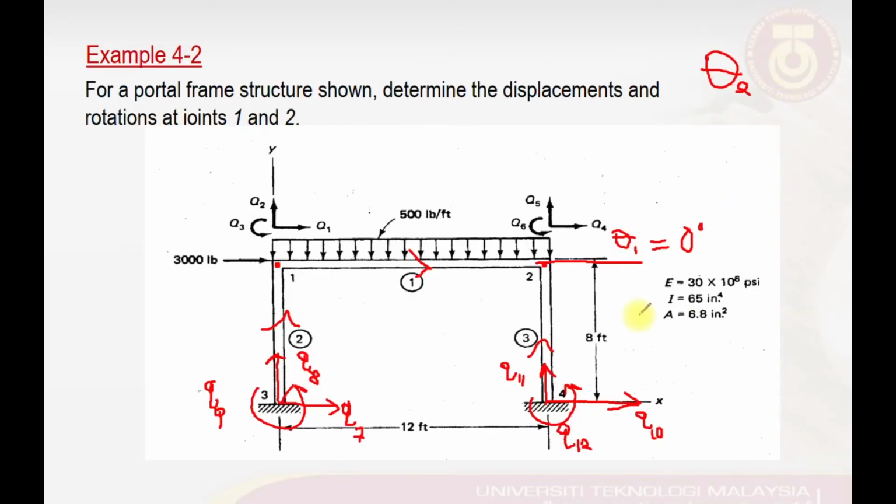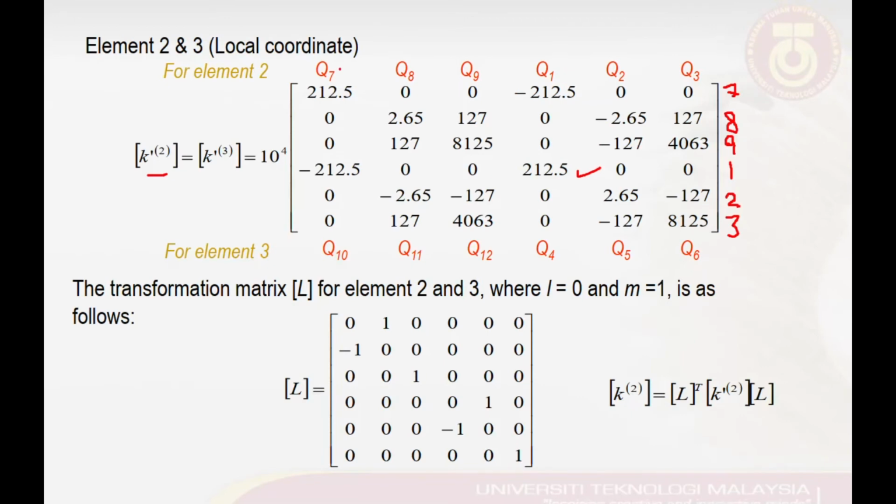The last element that we have here is element number 3, and again element number 3 is connected from node number 4 to node number 2. So in terms of the index for my element stiffness matrix for element number 3, I will have the index starting from Q10, 11, 12, and then followed by 4, 5, and 6. Since element number 3 has the angle of 90 degrees, which is equal to element number 2, the values for the coefficients inside the matrix will be the same. It's just a matter of the index being different.